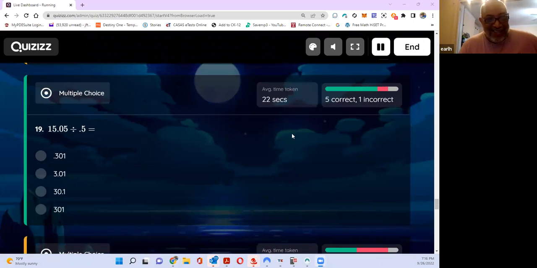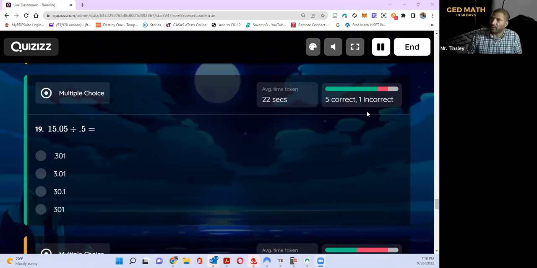Okay, the next one, 5 people got it correct. 1 person got it incorrect, but it took about 22 seconds. Again, let's look at it and try to make sense of it. Instead of trying to move the decimal, they all have the same digits. Just the decimal place is at a different location, right? So 15 divided by 1/2 is 15 times 2. Done.